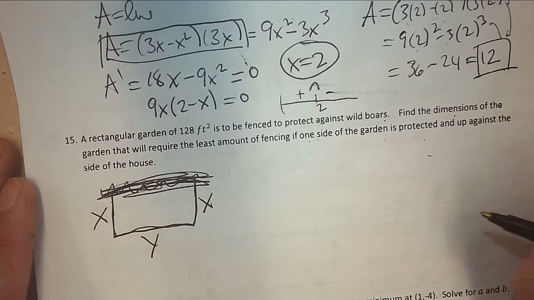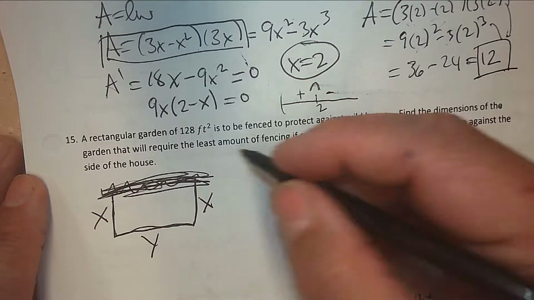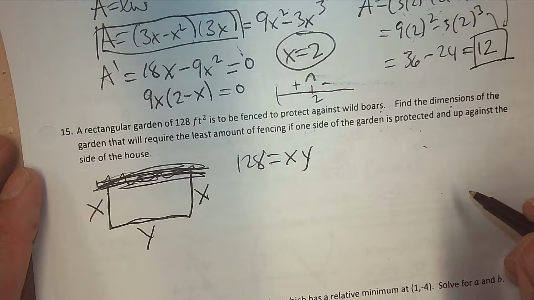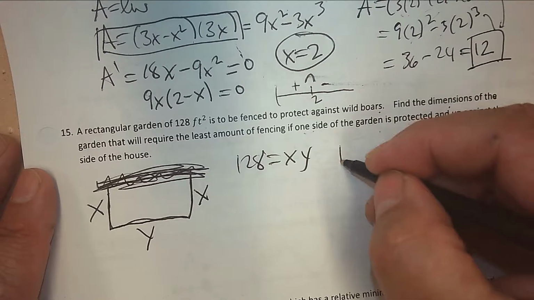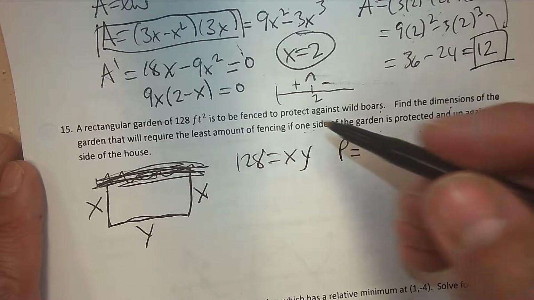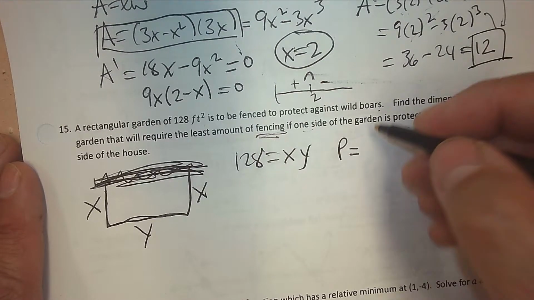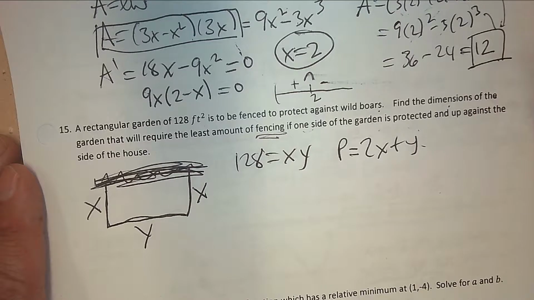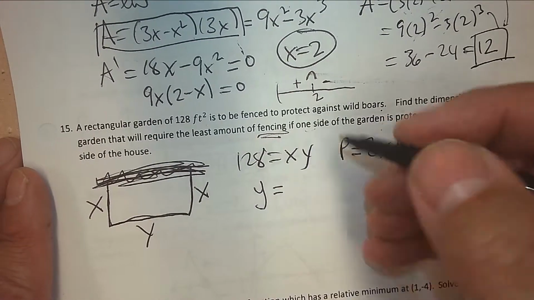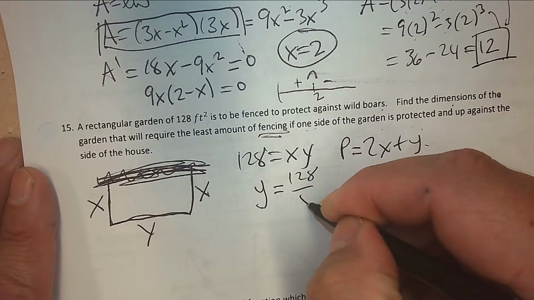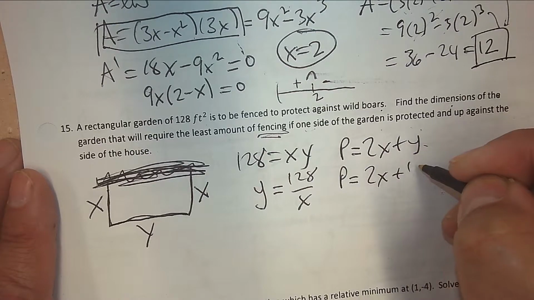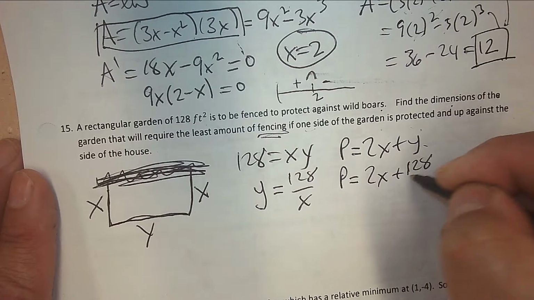There's my dimensions. I don't know x or y. I know the area is 128, and the area of that rectangle is still x times y. The perimeter, which is going to be my primary, because it has to do with fencing, which has to do with perimeter, is 2x plus y. If I get y by itself, I divide by x. Then I go back to the primary, and where there's a y, I put in 128 over x.